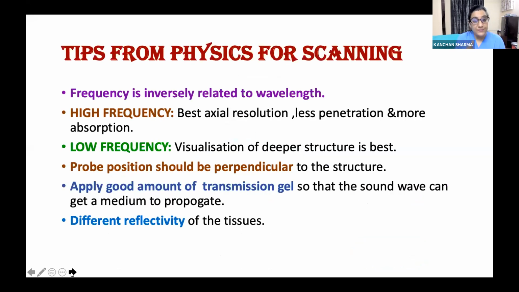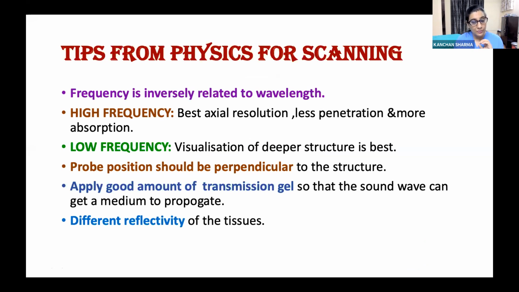So, tips from the physics. What is important for us for practical purposes is that frequency is inversely proportional to wavelength. If you are using a high frequency probe, we are going to have the best axial resolution, less penetration, but more absorption, so more attenuation of our sound wave. And second, if I'm using a low frequency probe, I will be able to see the structures lying at a deeper aspect very nicely.